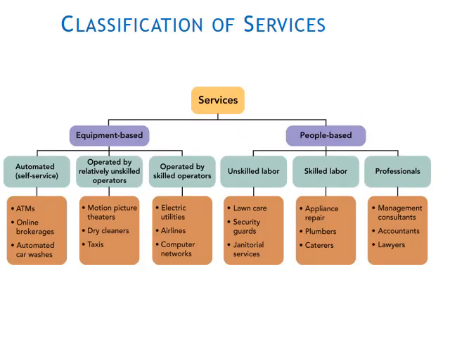If we just look at services, service can be broken down into either equipment-based services or people-based services. For example, an equipment-based service could be something automated, like an ATM machine, an online brokerage, or automatic car washes. These are totally equipment-based services. People-based, on the far end of the spectrum, if you will, is like management consultants, accountants, lawyers. Here you're relying on the professional skills of the person. And there are all points in between.